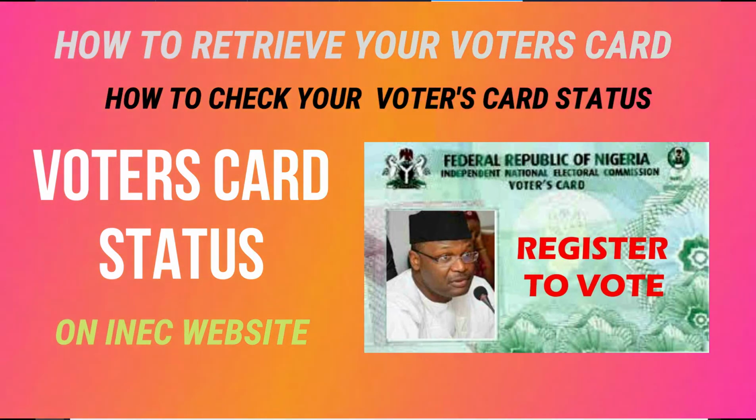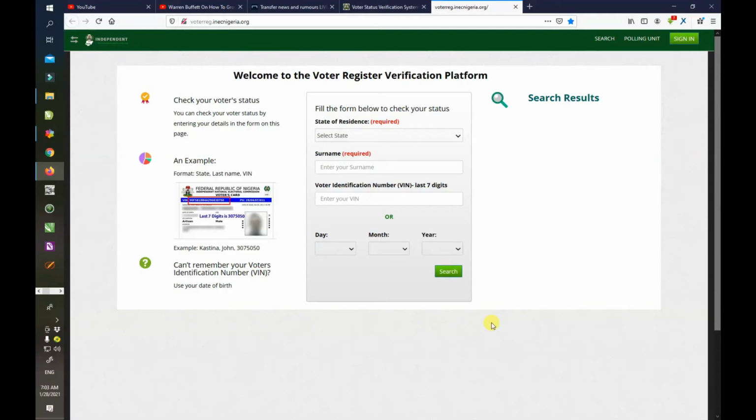In this video, I'm going to show you how to check your voter's card status. If you are registered to vote and maybe you don't know where your voter's card is, you've not collected it, or you lost it and you want to get it back, it's important that you check the status, so that you can print out something and take to your INEC office. So this is exactly what I'm going to do in this tutorial.